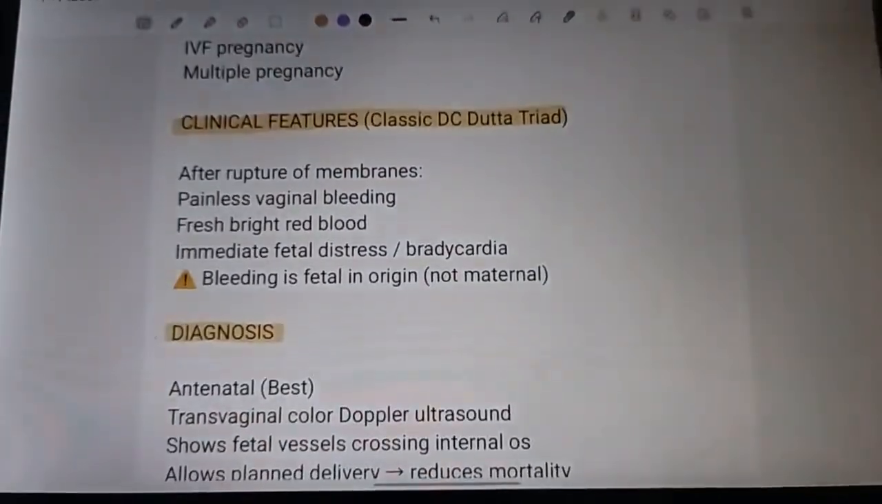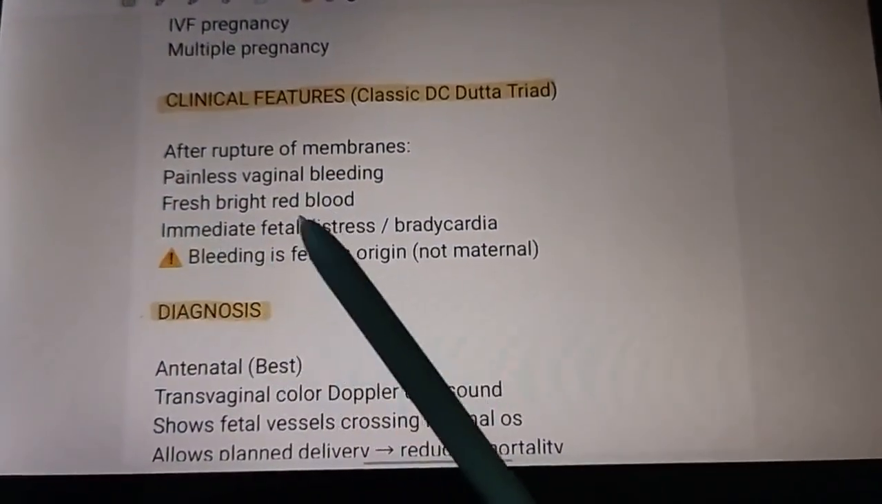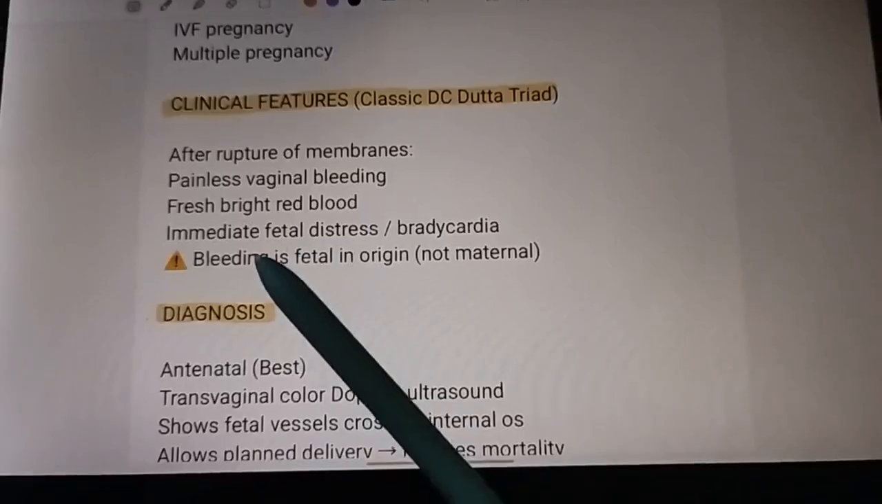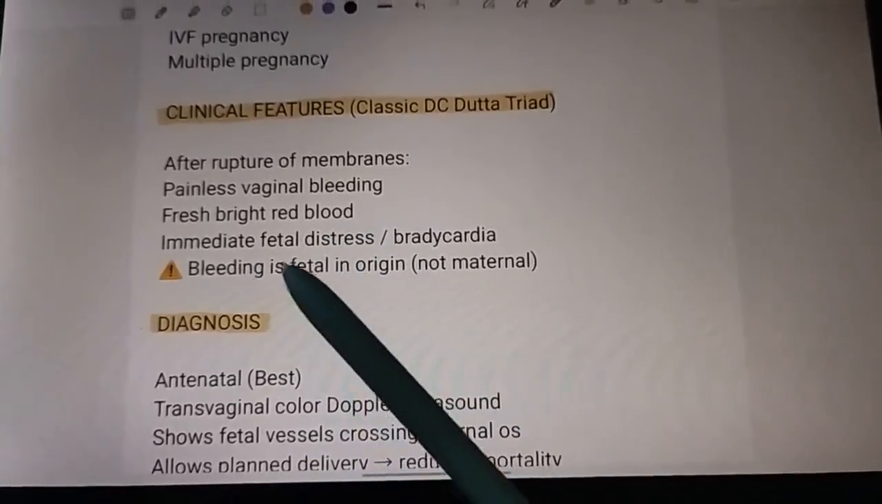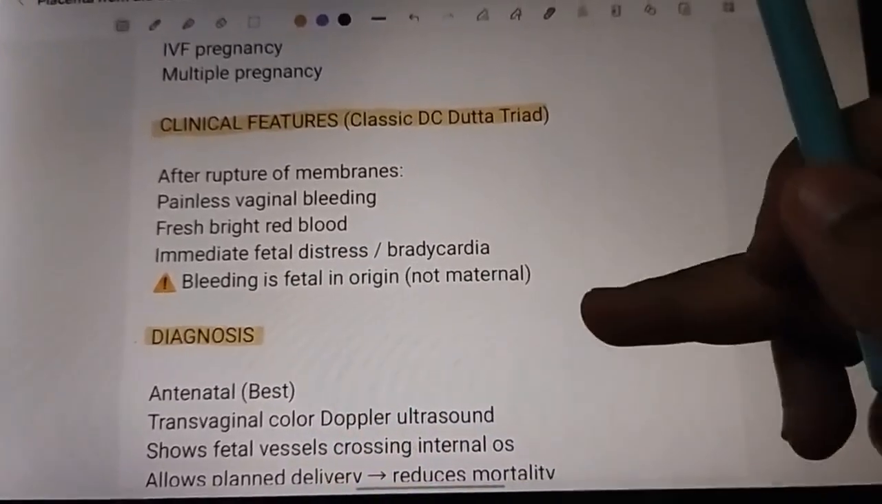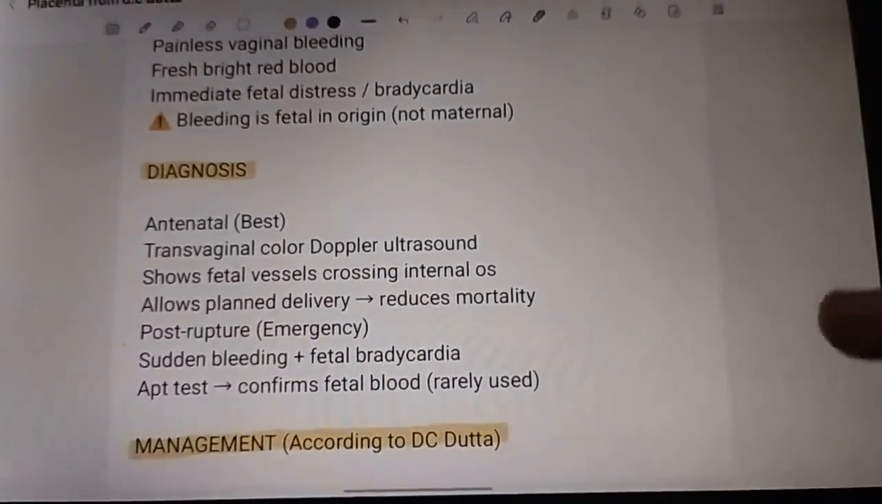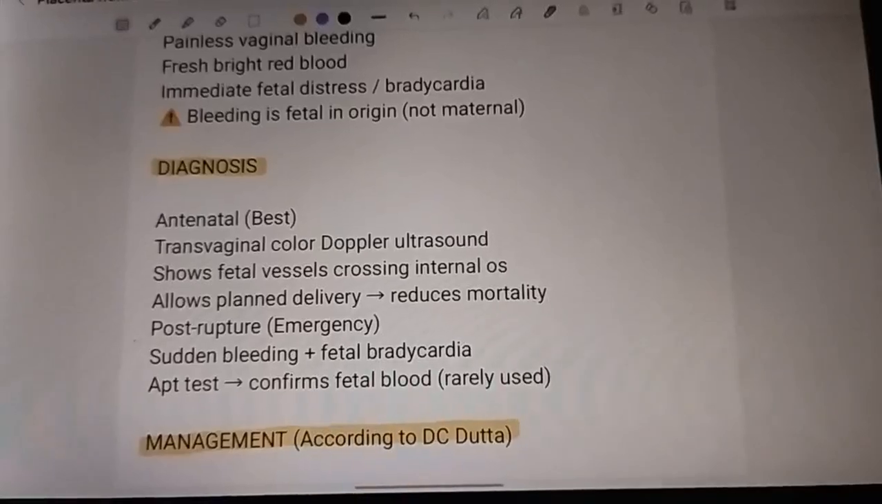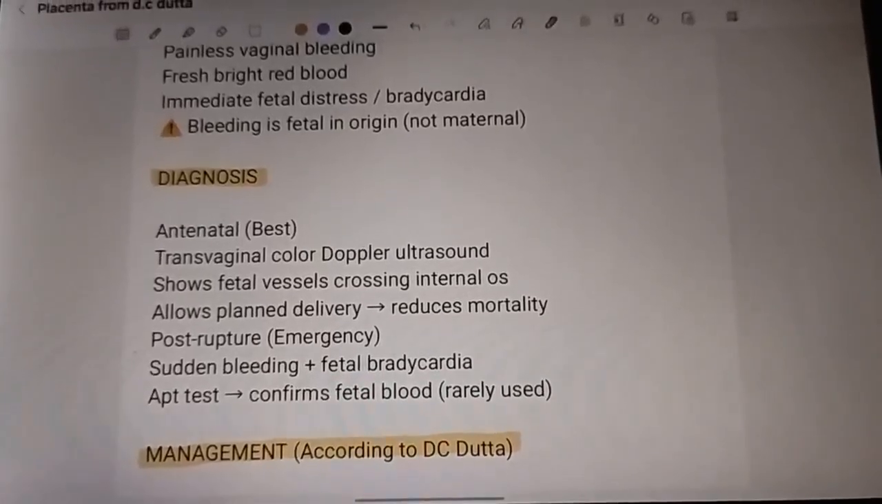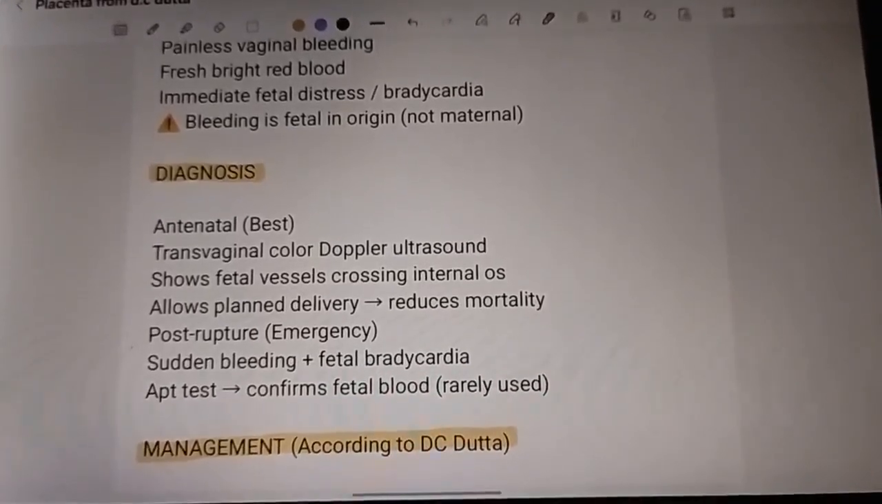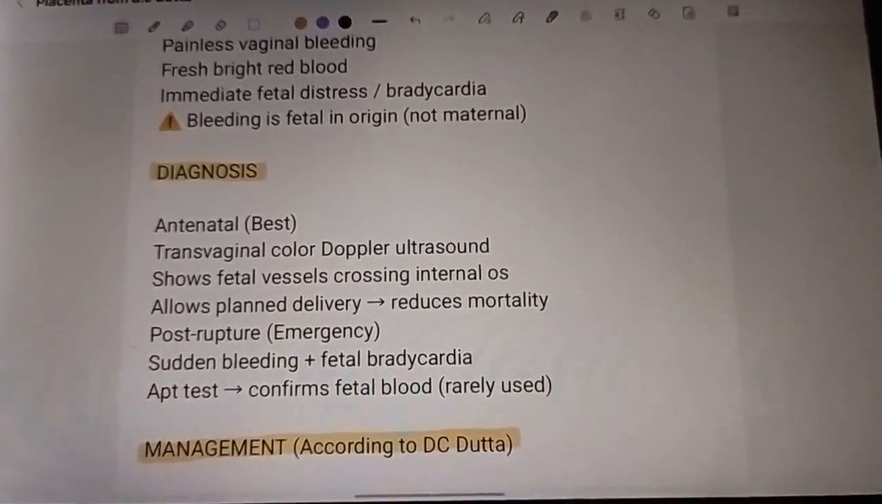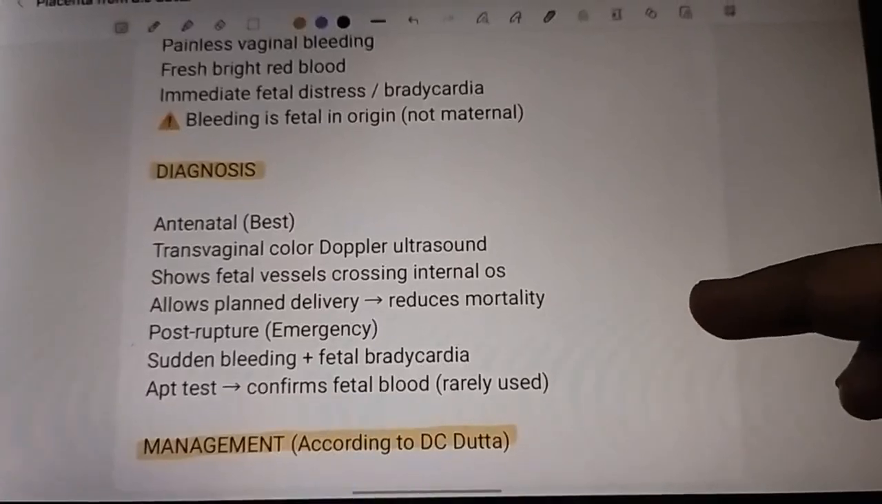Clinical features: after rupture of membranes, painless vaginal bleeding, fresh bright red in color, and immediate fetal distress. How can we diagnose it? We can diagnose it antenatally. Transvaginal color Doppler ultrasound we can do. It shows the fetal vessels crossing the internal os.